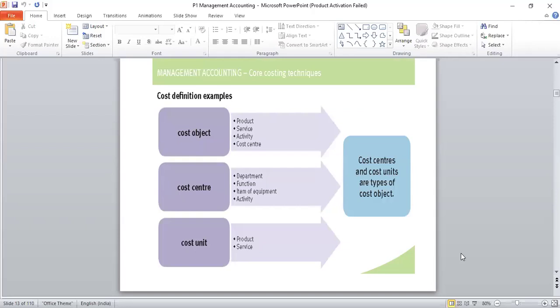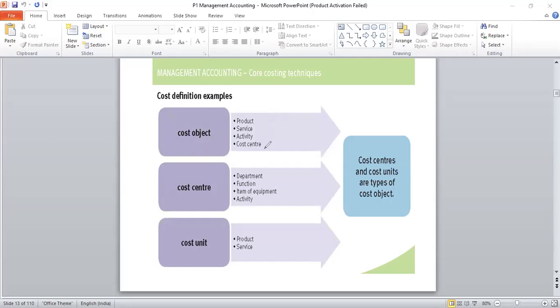So, other terms we have to remember here. What are the other cost definitions? First one is, what is a cost object? Cost object is any entity with which cost can be assigned. That is either a product, a service, an activity, center, unit, department, division, anything with which we can assign cost is called as cost object.